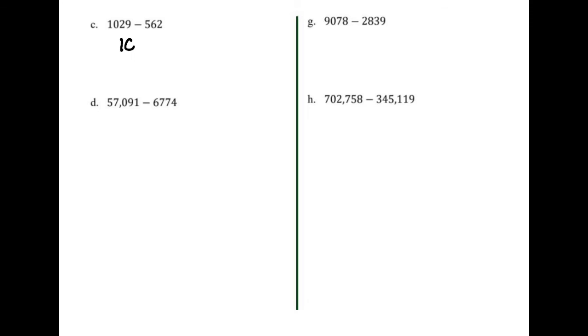All right, 1,029 minus 562. All right, now you're not going to automatically borrow. You're going to double check and see if you need to first, right?